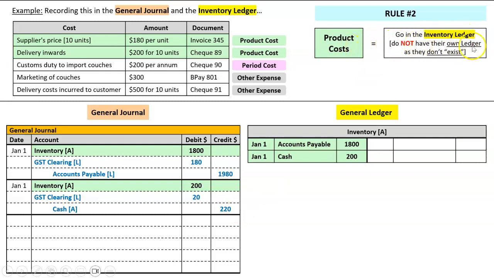They do not have their own ledger as they don't exist anymore. So there is no delivery inwards expense anymore, okay? It's attached itself to the value of the inventory.